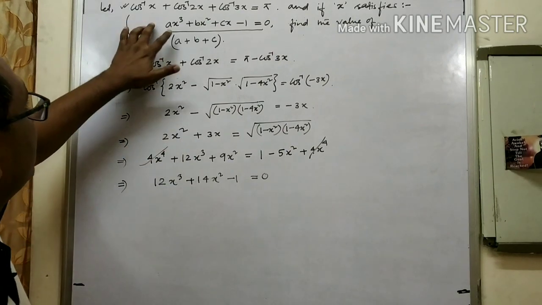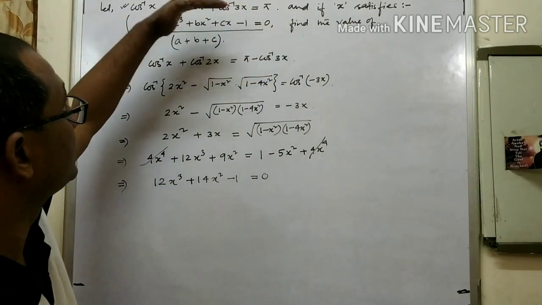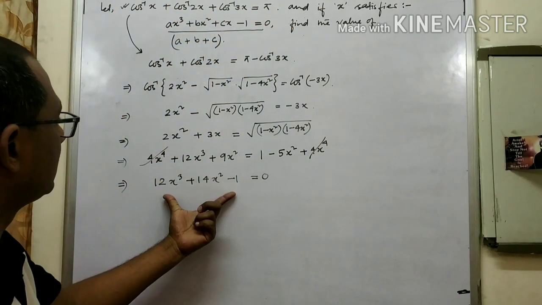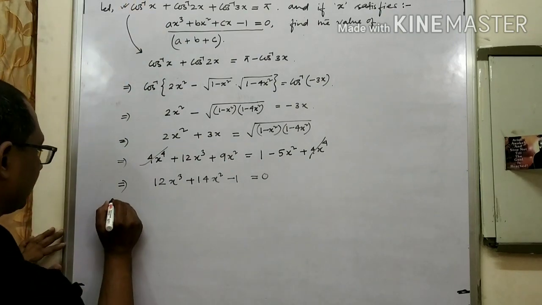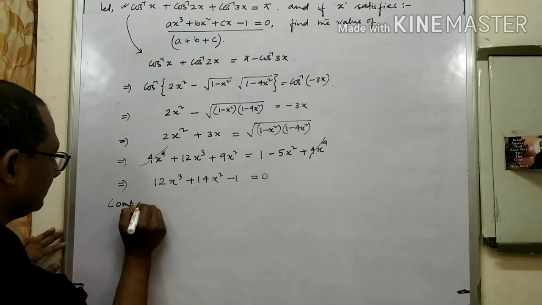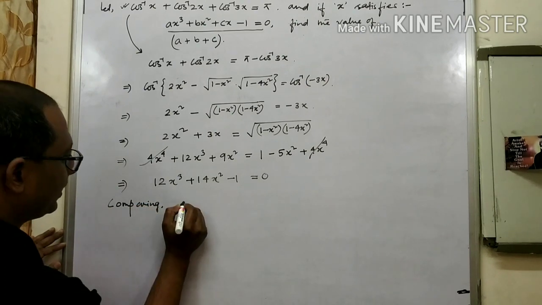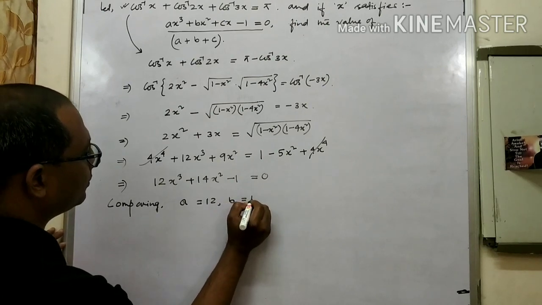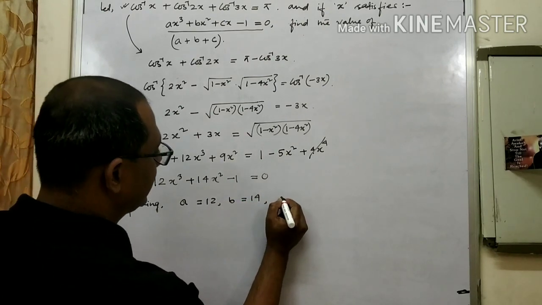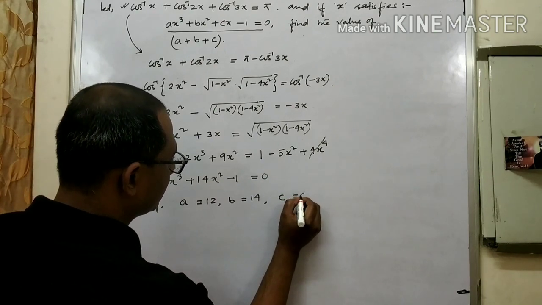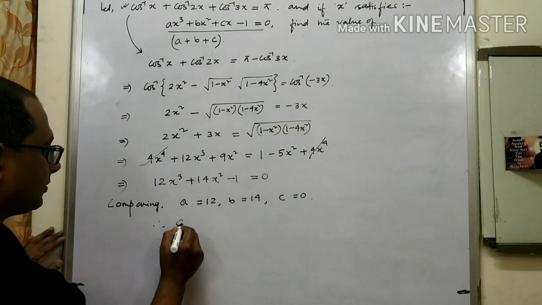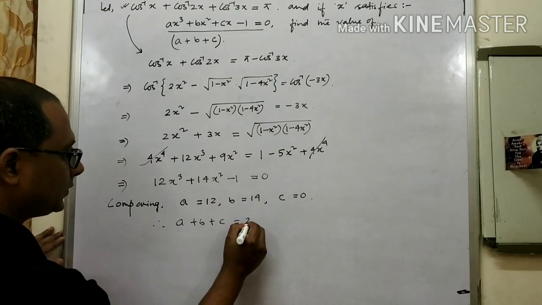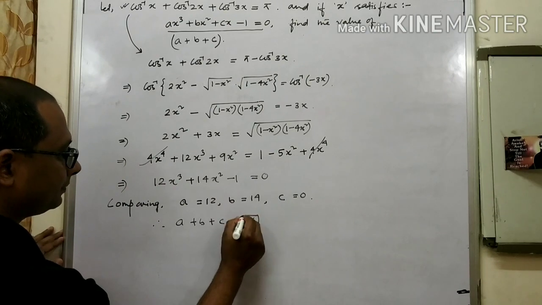Now we'll go for the second part. It is given that the x is satisfying this equation. So now if I compare this result with this, we get a equal to 12, b equal to 14, and c, there is no coefficient of x, so c equal to 0. Therefore, they have asked for a plus b plus c. So a plus b plus c will be 26. That's the answer.